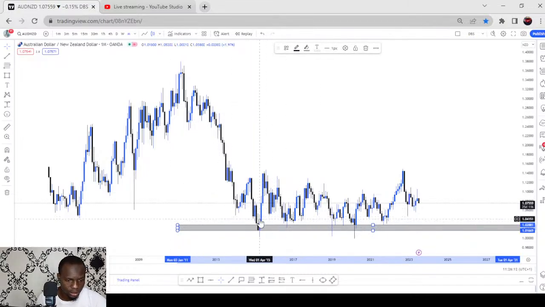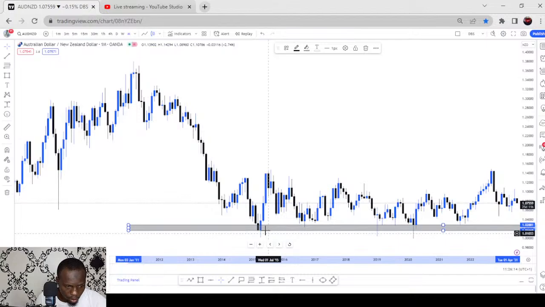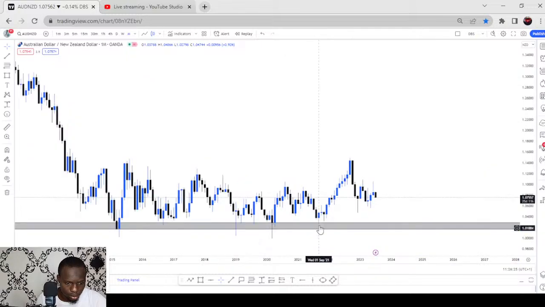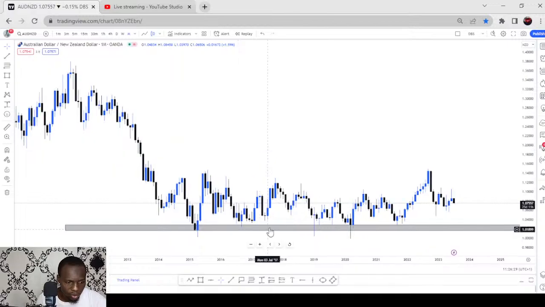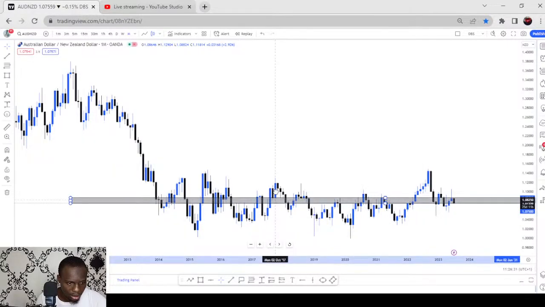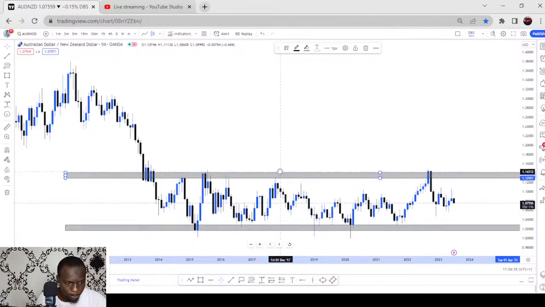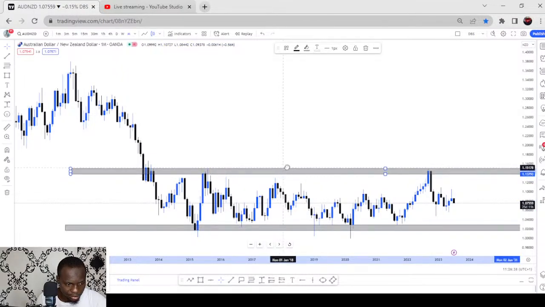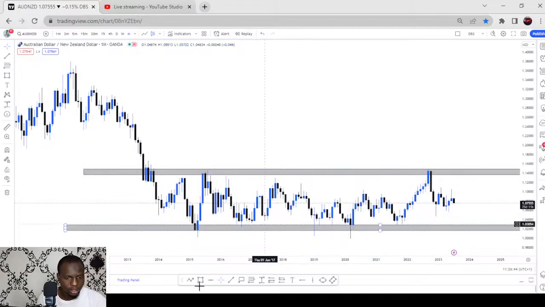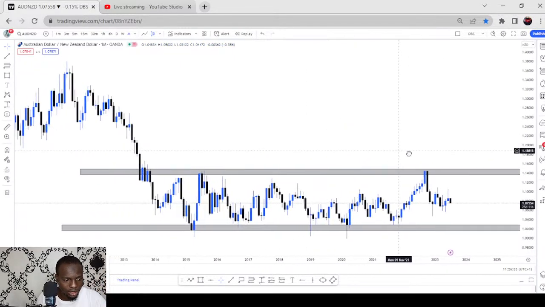So now this is it. It touched here, pierced here, closed above, touched here, pierced here, closed above. So this level is very strong, and now it's consolidating. Remember, control down. So ladies and gentlemen, this is it. Consolidating. We have trapped it. It has been consolidating with this.